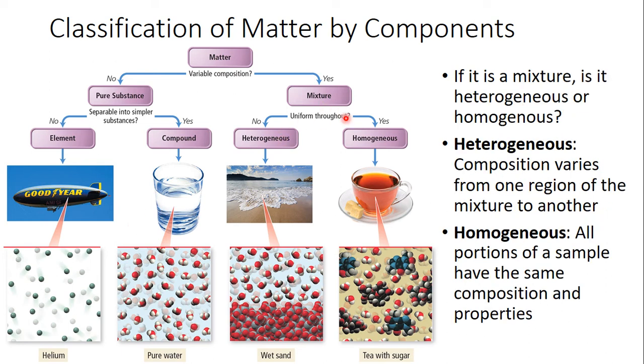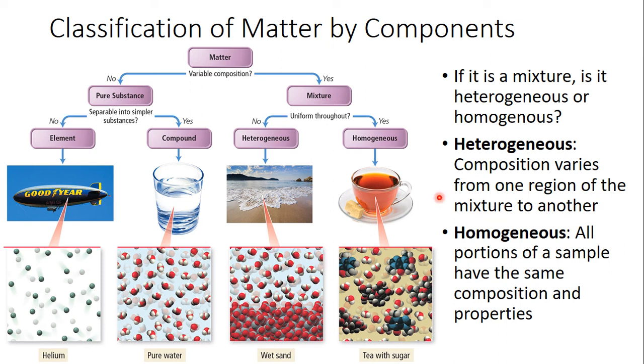Well, you have two options if you have a mixture. Is it heterogeneous or homogeneous? So heterogeneous means different. That is, where you take your sample from matters, because every time you take a sample from a different place, it's going to have a different amount of stuff in it. So for example, we have a wet sand here. Where I take my sample of sand matters because there will be different amounts of water and sand.